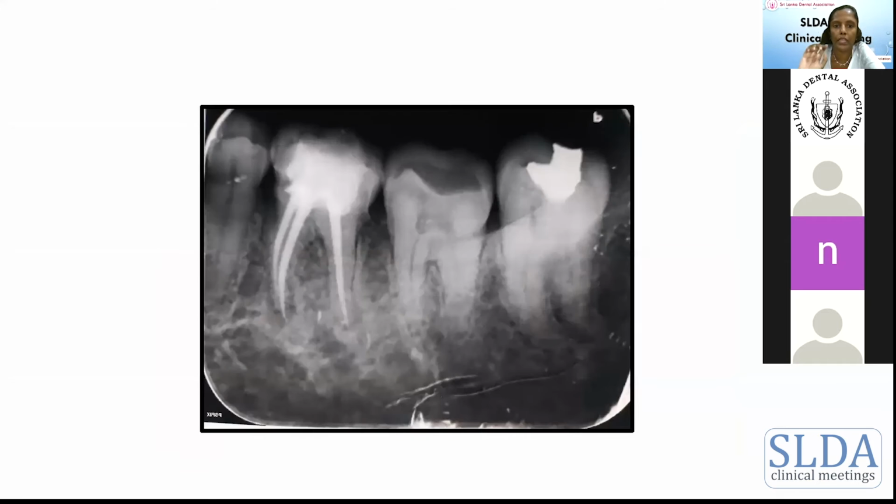So this is again another patient. You can see in this radiograph there is a very large access cavity in the occlusal surface, and the remaining enamel and dentin thickness seems to be minimal. So these are the situations we face in our day-to-day practice.